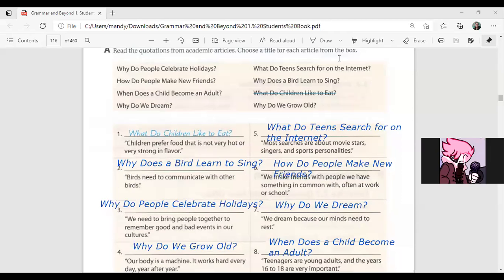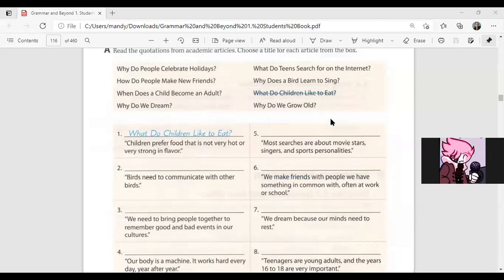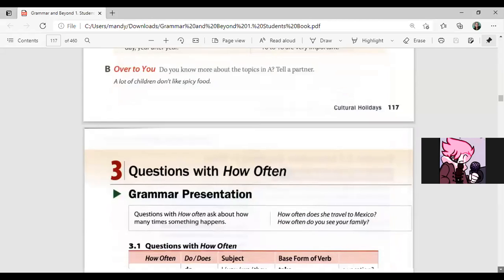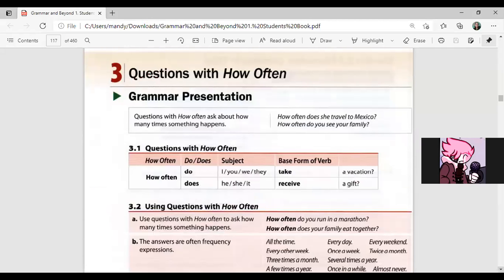Okay, excellent. Let's continue. Next one: questions with how often. You use this one when you need to know about the different ways or how many times you do an activity. Questions with how often ask about how many times something happens.